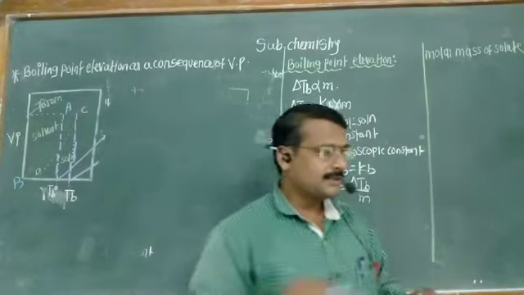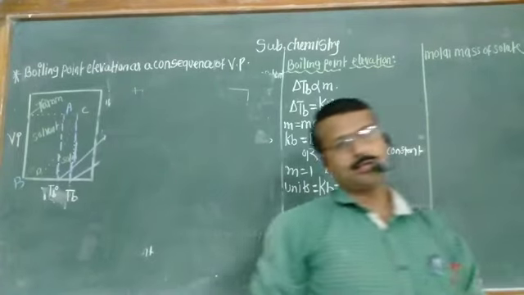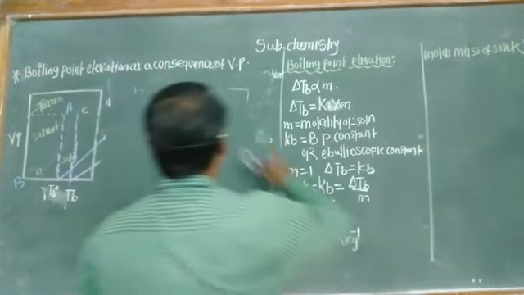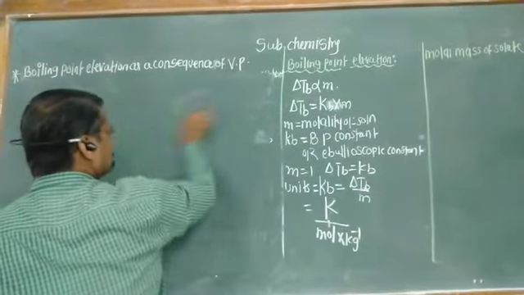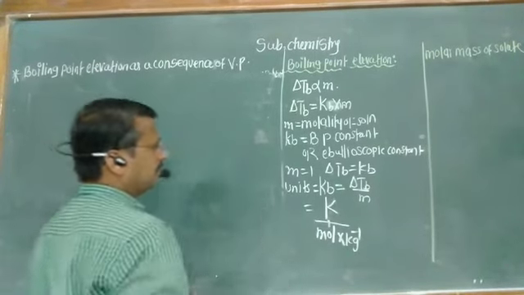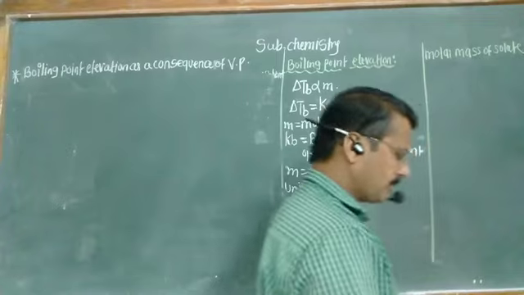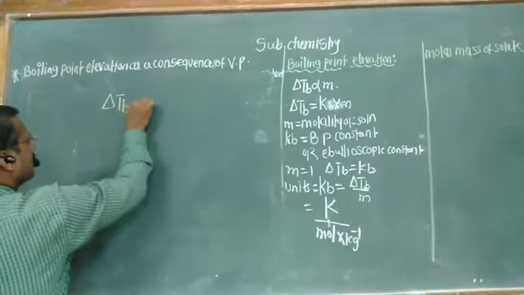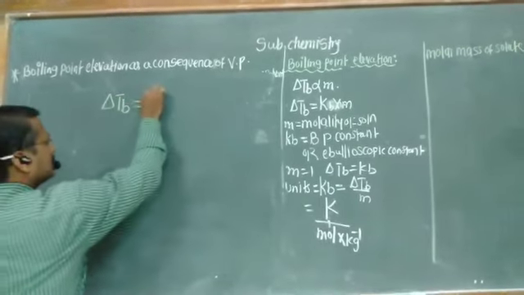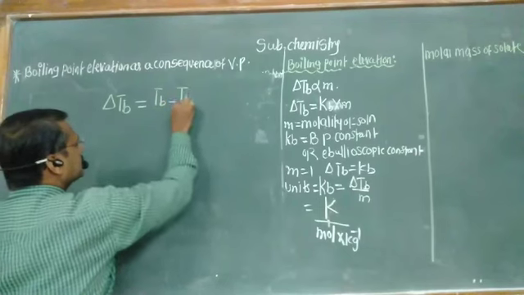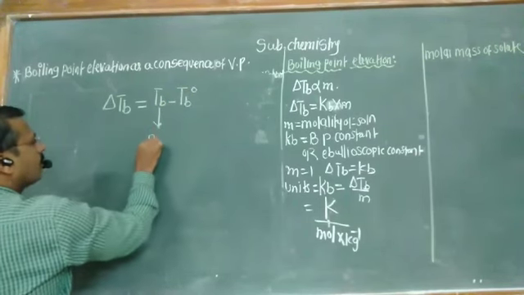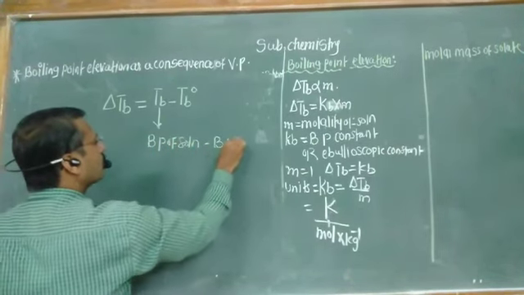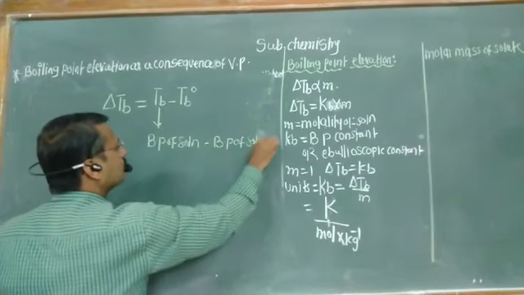Now we proceed to the elevation in boiling point. How to determine the elevation in boiling point? The delta TB. How to obtain the delta TB? The delta TB is obtained by TB minus TB0, that is, the boiling point of solution minus the boiling point of solvent.